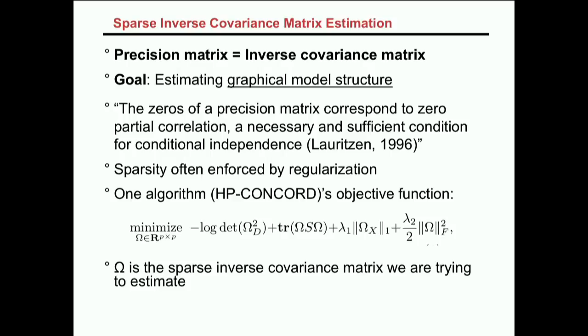So one way to find these partial correlations is you compute the inverse covariance matrix. And whenever there is a 0 in there, it often means that there is conditional independence.